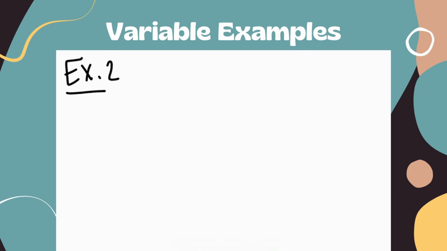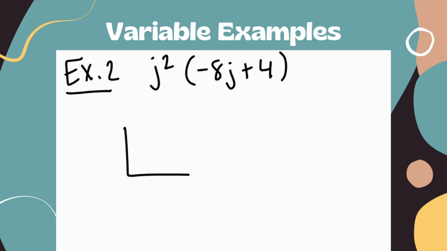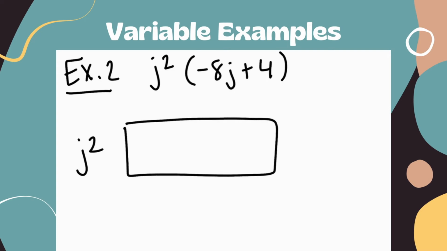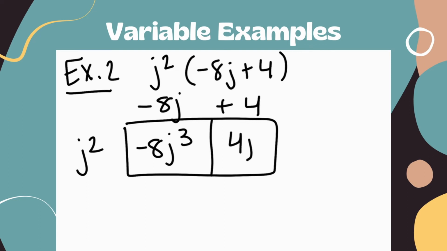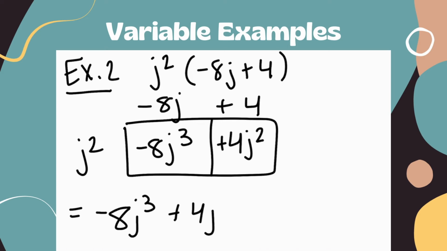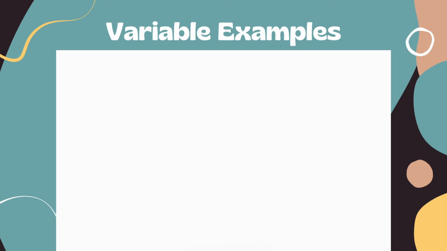So example 2, we have the expression j to the second power times the quantity of negative 8j plus 4. So we draw a rectangle, we put a j squared on one side, negative 8j plus 4 on the other, split our box with that plus 4, and multiply. Now j squared times negative 8j is negative 8j cubed. J squared times 4 is 4j squared. So we get the answer negative 8j cubed plus 4j squared. And that's because when you multiply like bases, you add your exponents. So keep that in mind as we do our final example with variables.